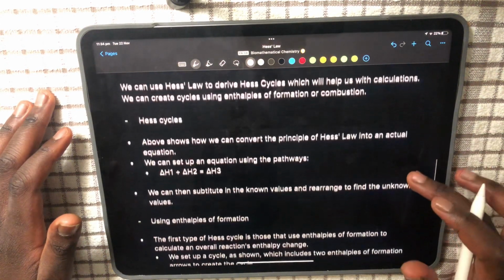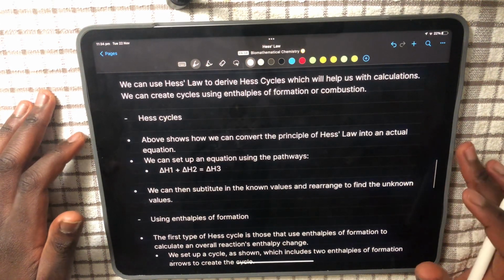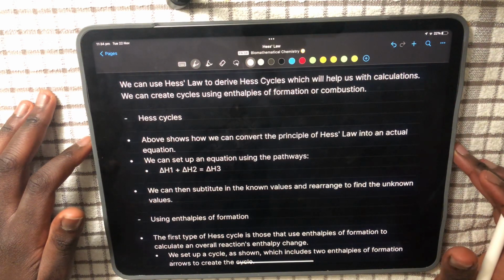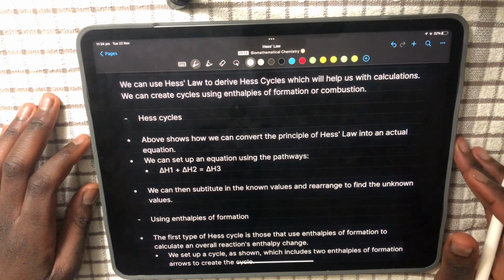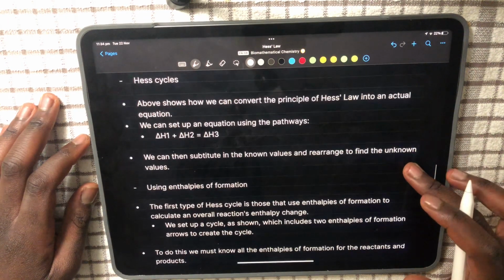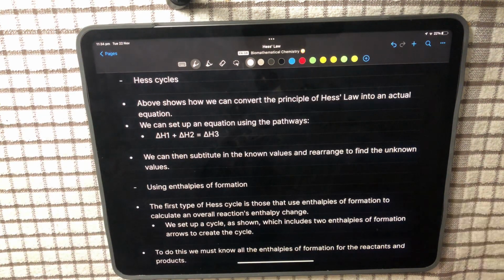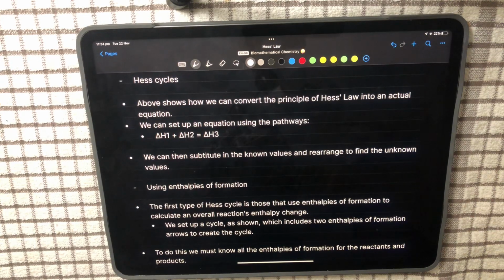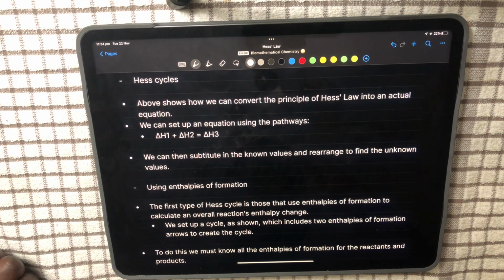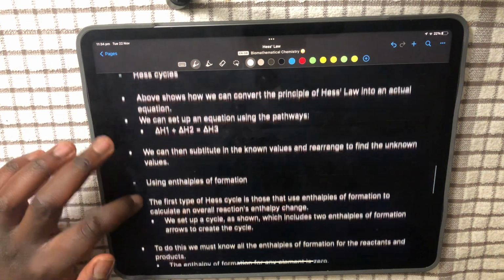Hess cycles. So we can use Hess's law to derive Hess cycles, which will help us with calculations. We can create cycles using enthalpies of formation or combustion. Above shows how we can convert the principles of Hess's law into an actual equation. So we can set up an equation using the pathways: delta H1 plus delta H2 equals delta H3. And we can then substitute in the known values and rearrange to find the unknown values.